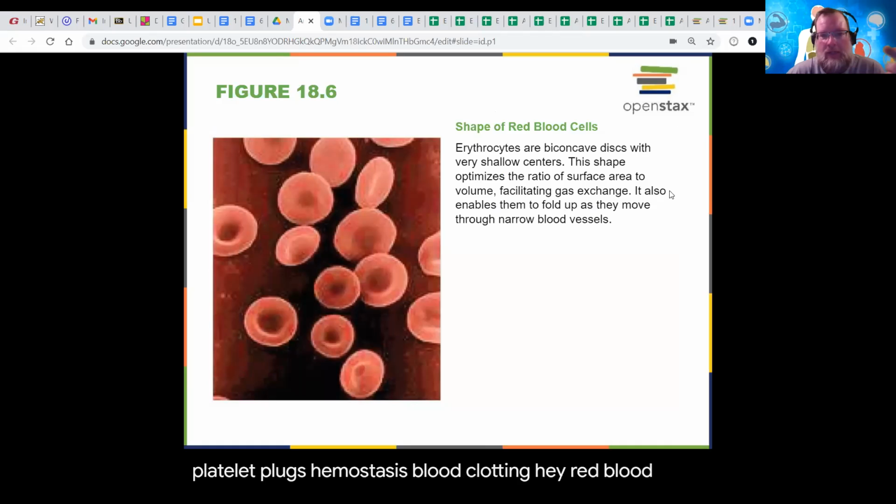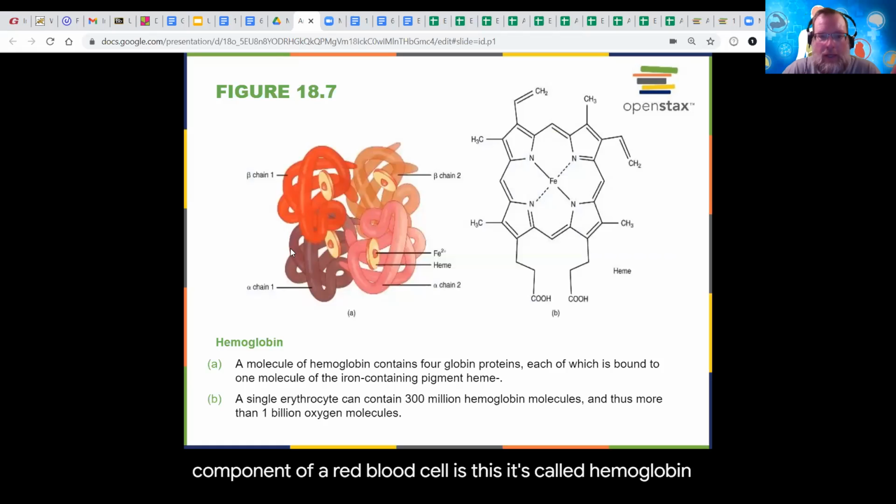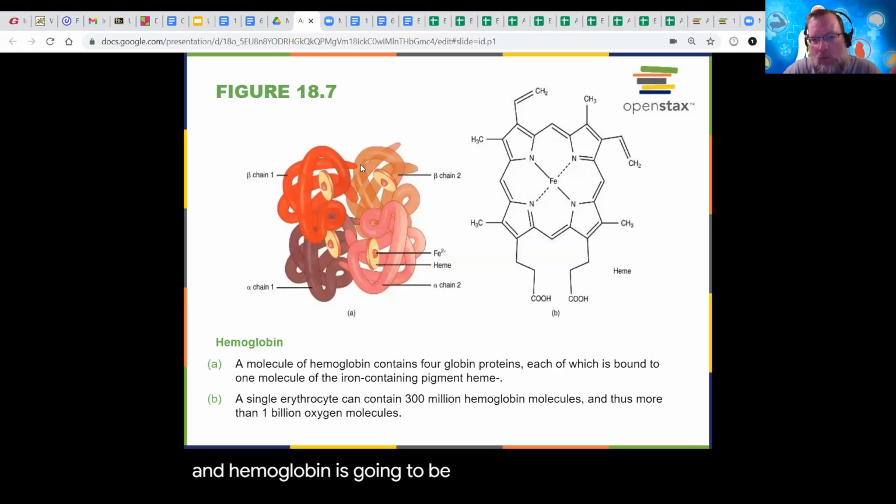Okay, red blood cells, again, are going to be kind of concave circles, and we're going to see, again, facilitating gas exchange. There's no nucleus in a red blood cell. The main component of a red blood cell is called hemoglobin. Hemoglobin is going to be 4 quadrants. You can see 4 different chains. We have what's called a beta chain 1, beta chain 2, alpha chain 1, alpha chain 2. That's going way beyond what you need to worry about at the moment. You just need to know hemoglobin has 4 globins.